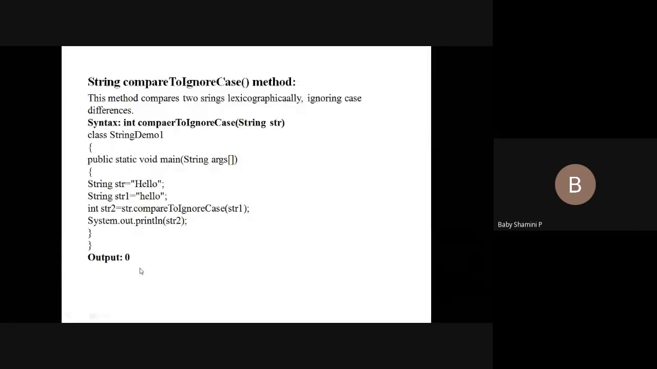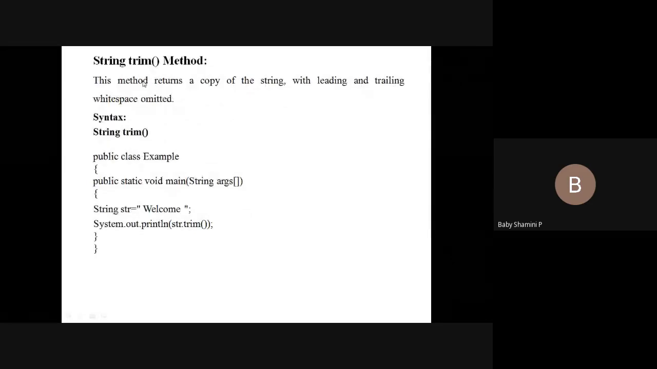So next one, the trim method. What is the usage of this method? See the example, string str equal to " welcome ". Before it we have a white space and after it also we have a white space. If you want to omit these white spaces and display the output as welcome, we have to go with the trim method. So str.trim(). It displays the output as welcome. It discards the white spaces in front and at the end of the string, and it produces the output.